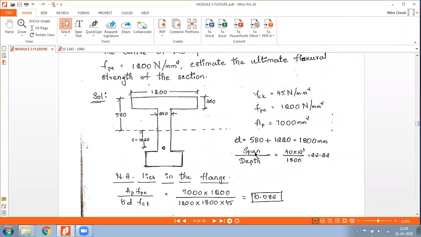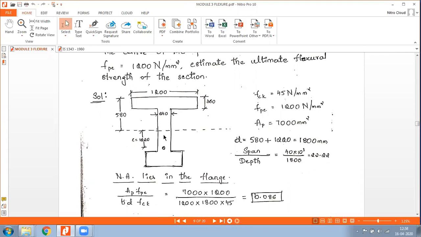L by D, span to depth ratio: span is 40 meters, 40 into 10 raised to 3 in terms of mm, divided by the effective depth. Effective depth is 1800 mm, as calculated here. Then we get the L by D ratio as 22.22. That is the effective span to depth ratio. Yes, it is a flanged section.